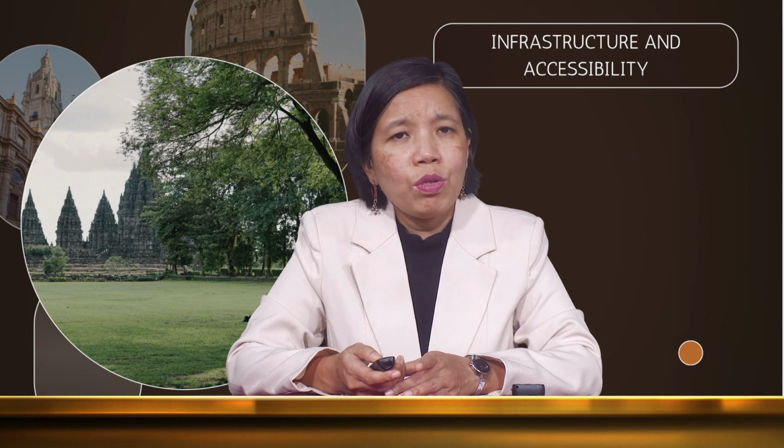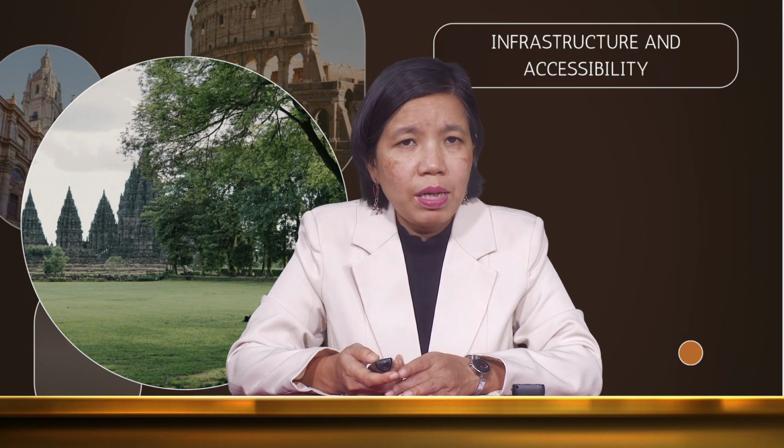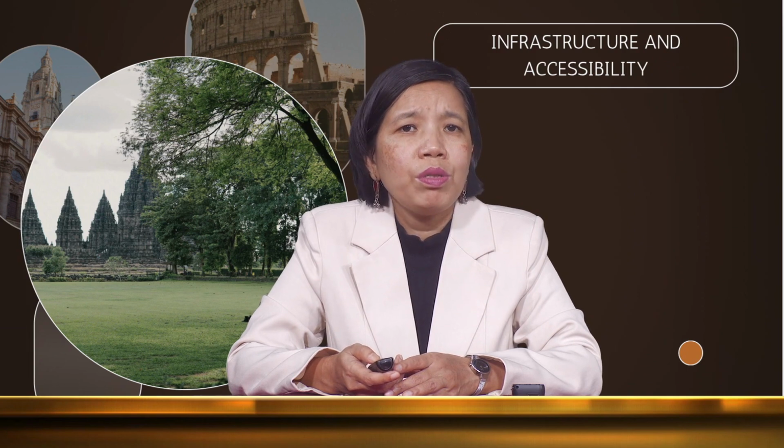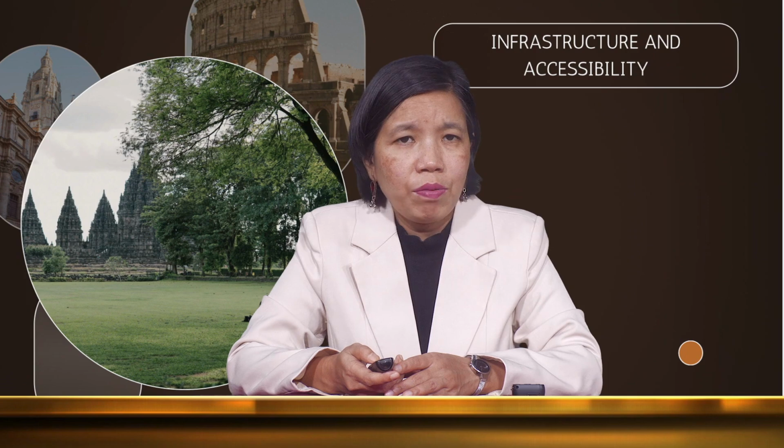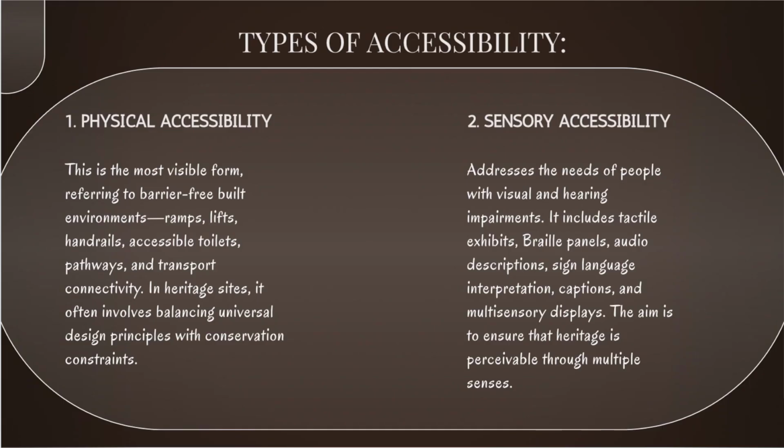Let us move on to understand the types of accessibility. Literature in tourism points out a few categories or types of accessibility. For example, physical accessibility. This is the most visible form, referring to barrier-free infrastructure, for example, ramps, lifts, handrails, accessible toilets, pathways, and transport connectivity. In heritage sites, it often involves balancing universal design principles with conservation constraints.